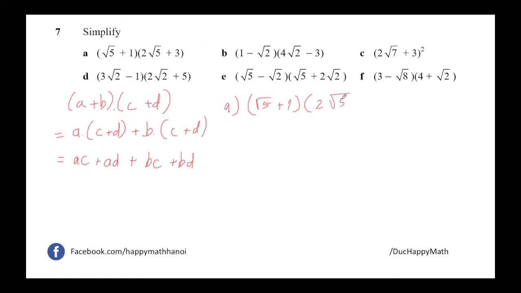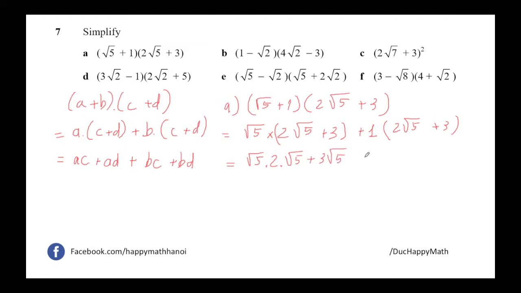So it is the same thing with question A: square root of 5 plus 1 times 2 square root of 5 plus 3. It means you take the square root of 5 times 2 square root of 5 plus 3, plus 1 times 2 square root of 5 plus 3, and you expand this bracket. This means square root of 5 times 2 square root of 5, plus 3 times square root of 5, plus 2 square root of 5 and 3.